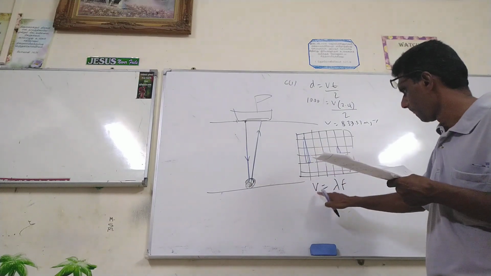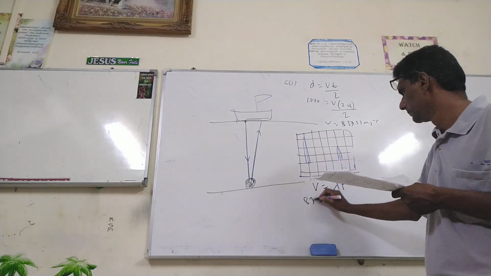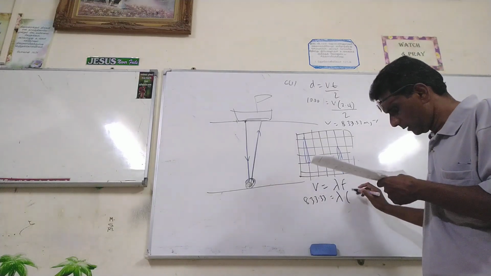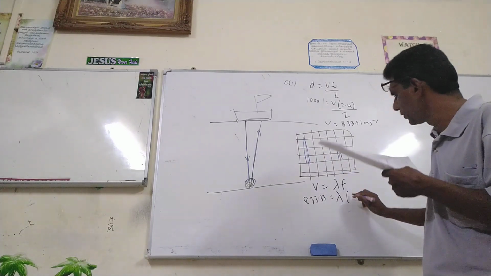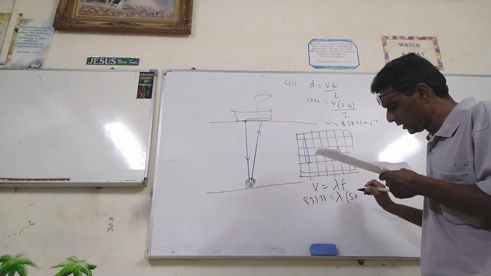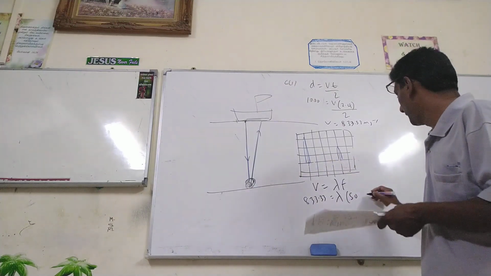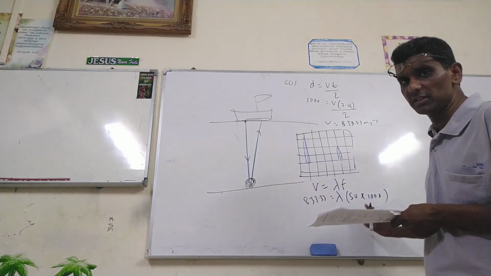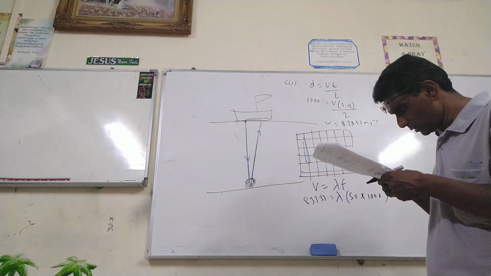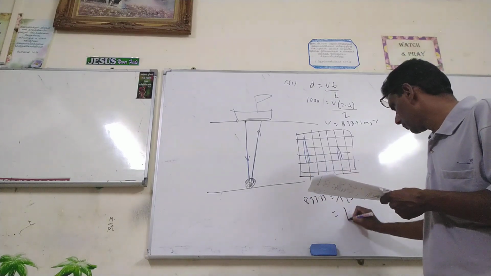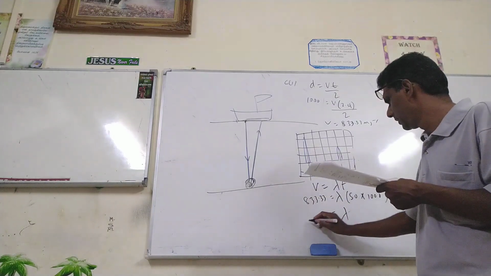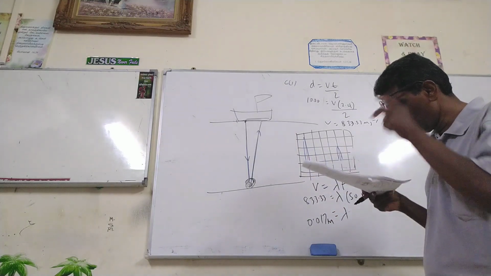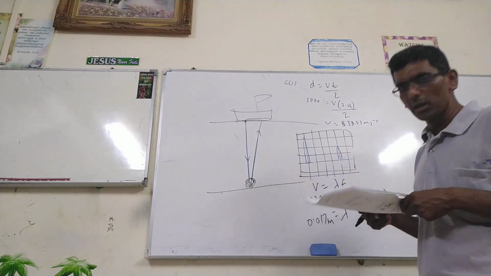So V is 833.33, lambda we don't know, and the frequency is 50 kilohertz. 50 kilohertz must be changed to hertz: 50 times 1000 is 50,000 hertz. So lambda equals 0.017 meter. That's the answer.